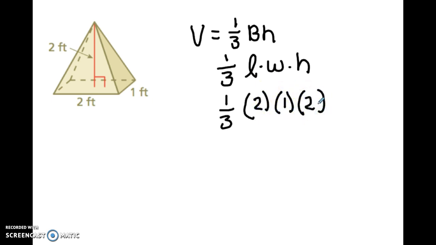So again, use your calculator. 1/3 times 2 times 1 times 2. You will get 1.3 repeated feet squared. Oop, not squared, cubed. Sorry. 1.3 repeated feet cubed for volume.